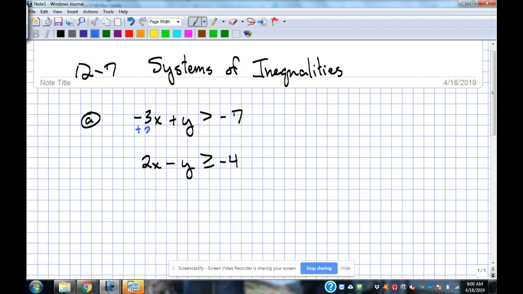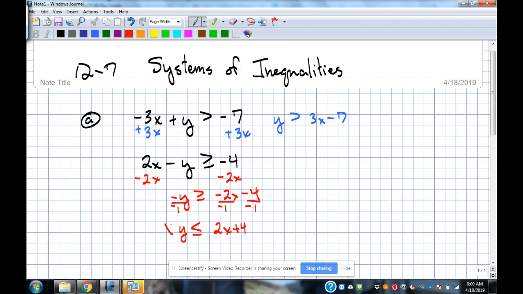Slope-intercept form, just good old Algebra 1 style problem here. Y is greater than 3x minus 7. And then the other one, a little bit more difficult to do, but not too bad. Negative y is greater than or equal to negative 2x minus 4. Divide by negative 1, and that'd be 2x plus 4. And the symbol does what? It flips. Anytime we multiply or divide by a negative, we are going to flip that symbol.